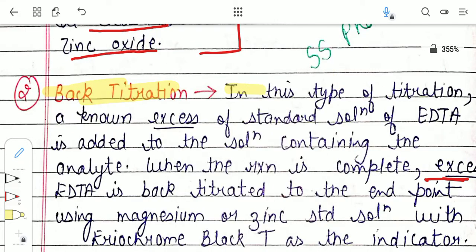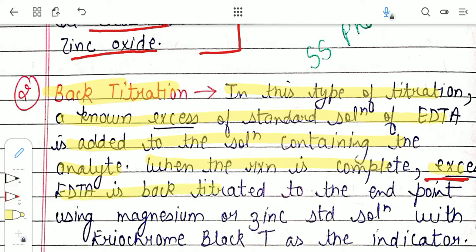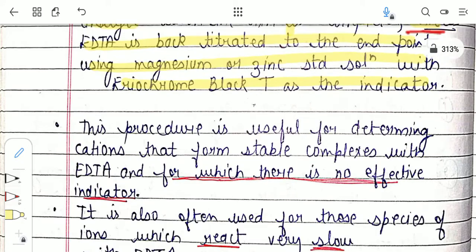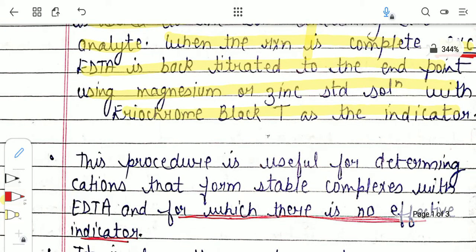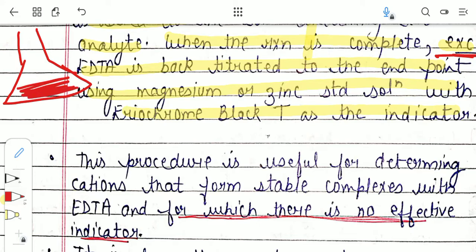In this type of titration, a known excess of standard solution of EDTA is added to the solution containing the analyte, and when the reaction is complete, the excess EDTA is back titrated to the endpoint using magnesium or zinc standard solution with Eriochrome black T as an indicator. For example, here is our conical flask. In that we will take our sample which will have the analyte ion, and in that we will add excess solution of our EDTA.